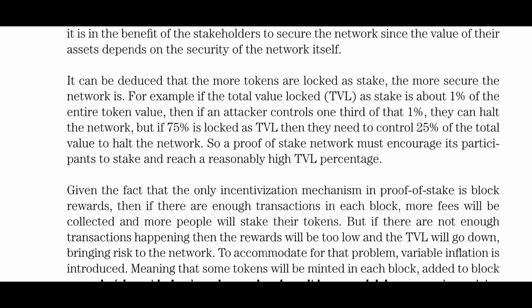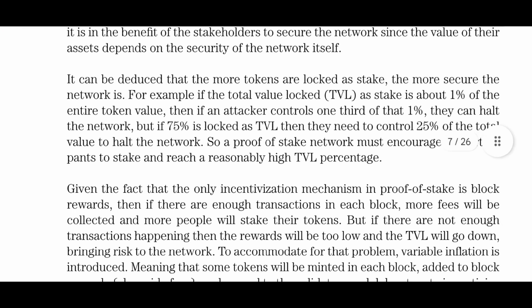It can be deduced that the more tokens that are locked at stake, the more secure the network is. For example, if the total value locked at stake is about 1% of the entire token value, then if an attacker controls 1/3 of that 1%, they can halt the network. But if 75% is locked as total value, then they need to control 25% of the total value to halt the network. So a proof of stake network must encourage its participants to stake and reach a reasonably high total value locked percentage.